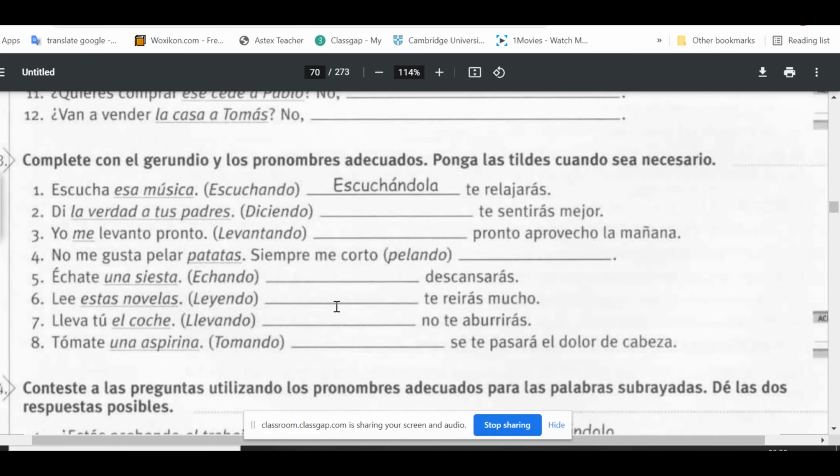Okay. Número 4. No me gusta pelar patatas. Siempre me corto pelando las patatas. Pelándolas, of course. So no me gusta pelar patatas, siempre me corto pelándolas. Okay. So échate una siesta, echándola.